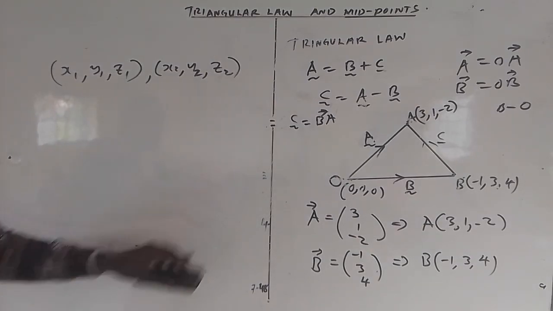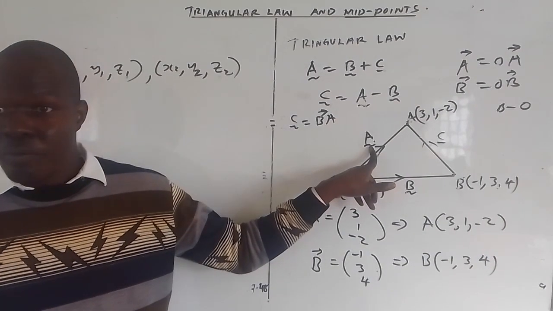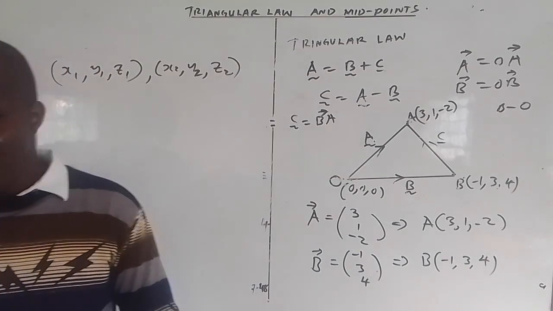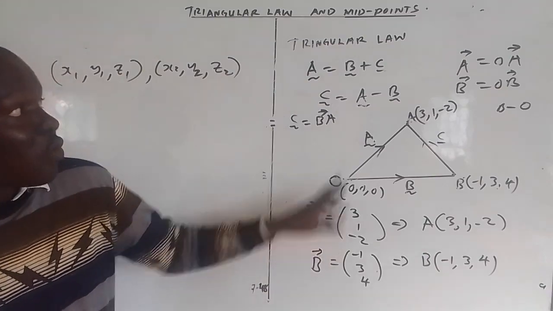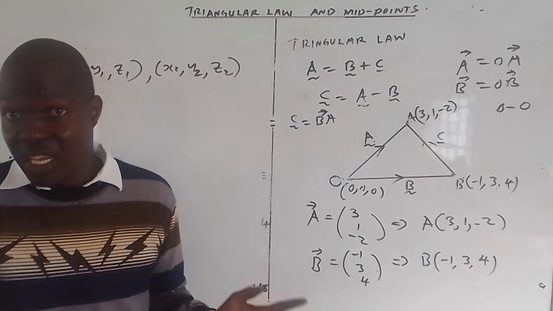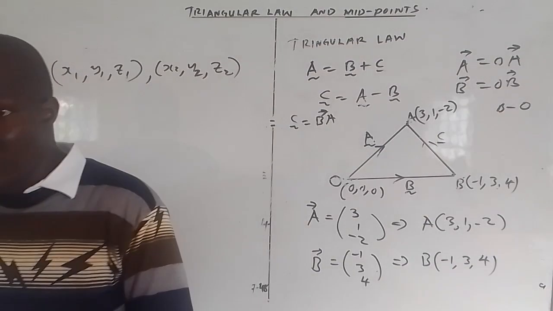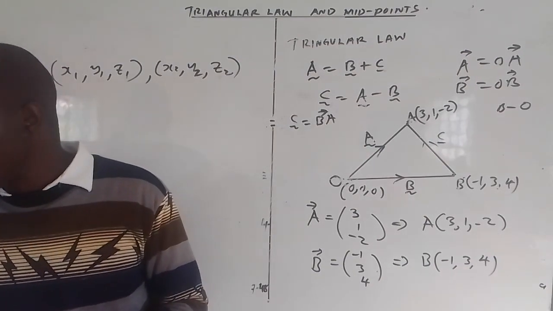Look here. We want the midpoints of vector A, isn't it? You were told to show that vector A, B, and C form the sides of a triangle. We've shown that with the triangular law and all that, isn't it? And we've sketched that triangle relative to the origin.